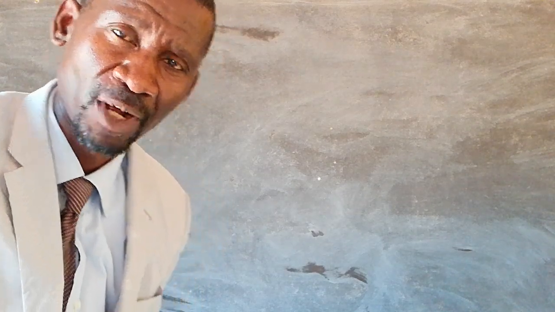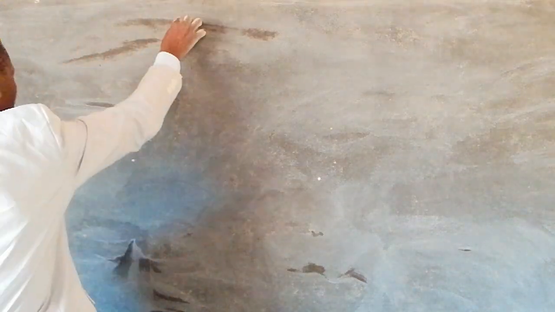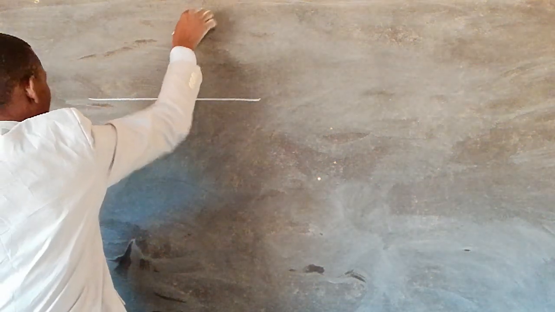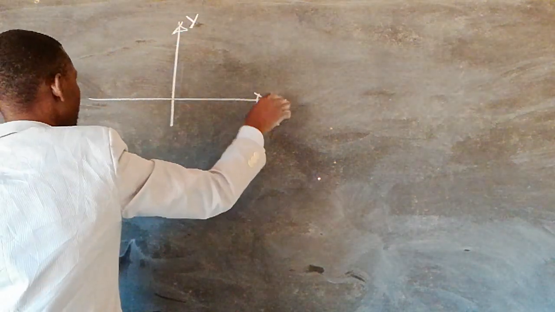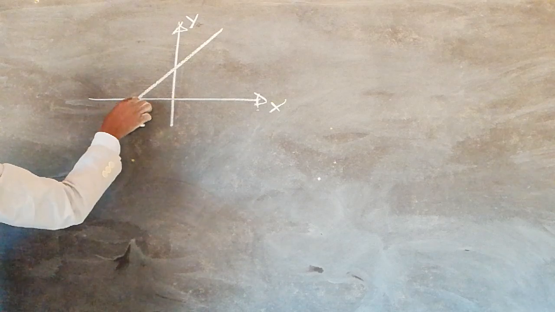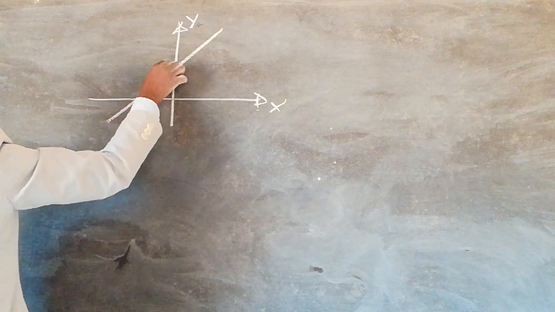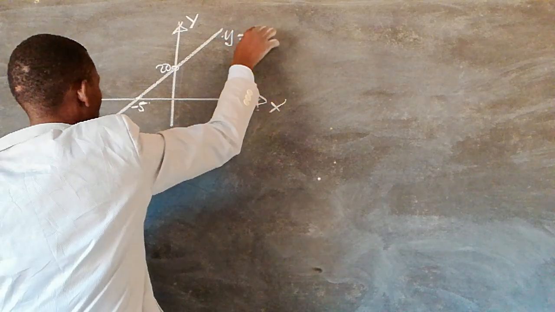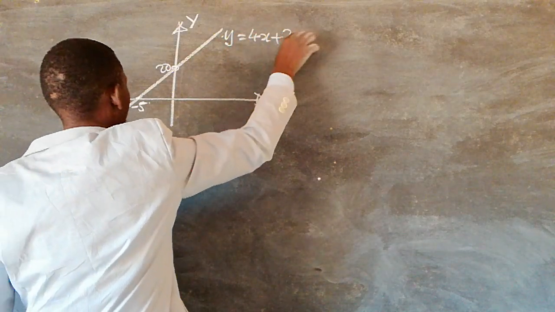So far, so good. What we have agreed upon is that if a line passes through, we have the y-axis and x-axis. Then we have a line passing like that. This is -5 and this is 20. So the equation of this line is found to be y equals 4x plus 20.